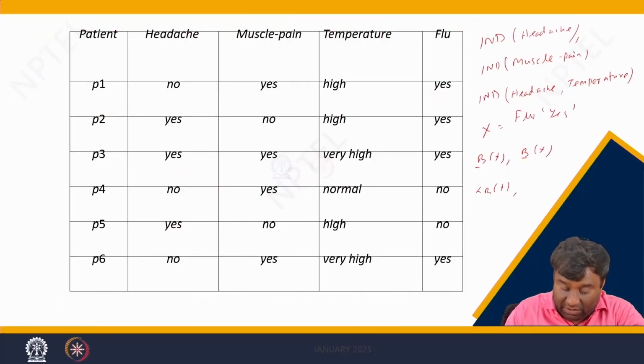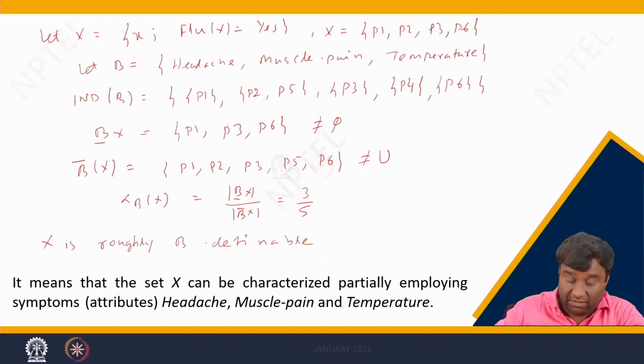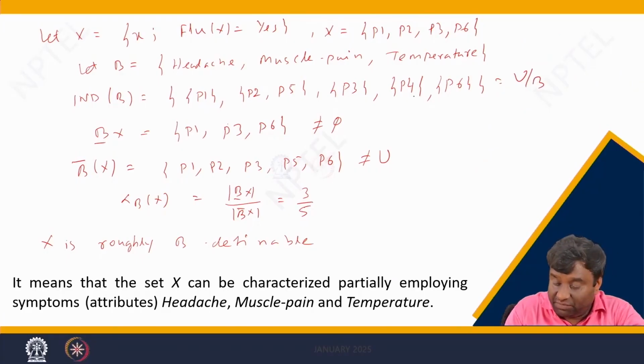Looking at all three symptoms, you will get these values: no, yes, high; yes, no, high; yes, no, high. P2 and P5 are the same, and I think the rest will be unique. So the indiscernibility relation with respect to B, you can also write as U by B. That is P1, P2 and P5, P3, P4, P6.